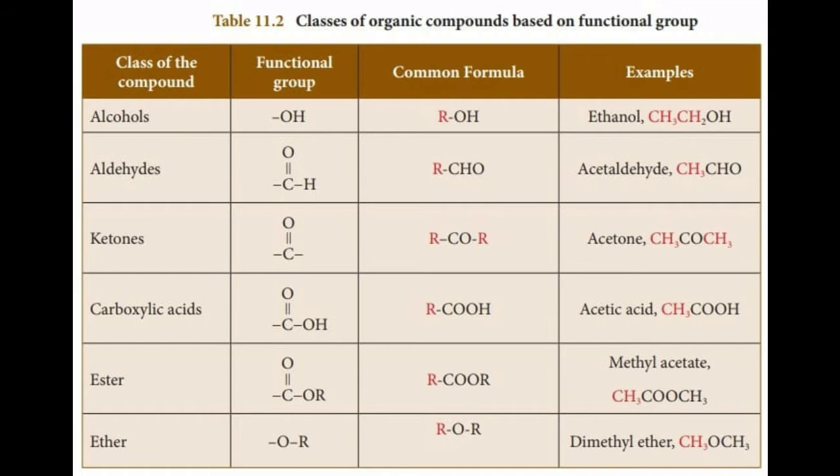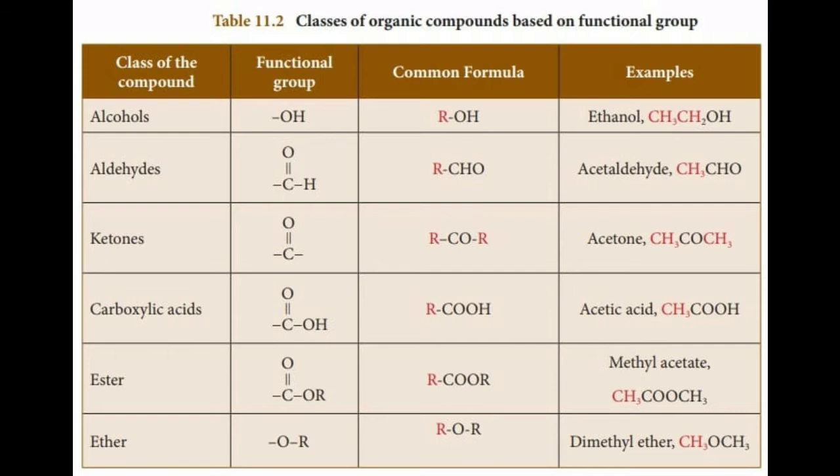Alcohol, OH. Common formula ROH. R is the alkyl group. Example, ethanol, CH3CH2OH. Aldehyde, CHO. Common formula RCHO. Example for aldehyde, CH3CHO, that is acetaldehyde. Ketone, C=O. Common formula RCOR. There will be two alkyl groups. Example is acetone, CH3COCH3.